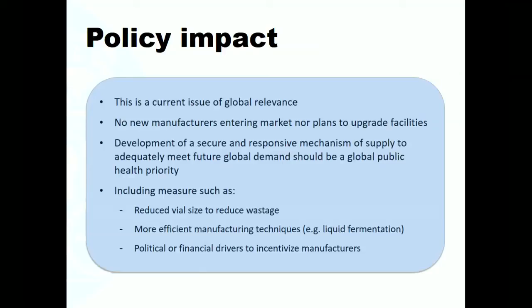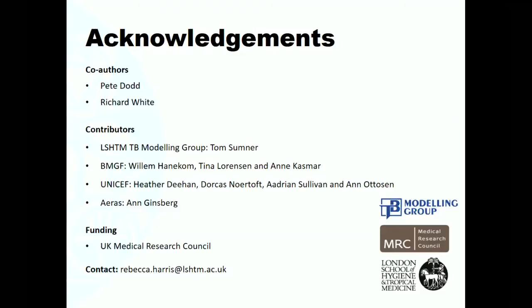So the development of a secure and responsive mechanism of supply to adequately meet global demand should be a global public health priority. This could include measures such as reducing vial size to reduce wastage, because actually wastage of BCG is around 50%, more efficient manufacturing techniques such as liquid fermentation, and also potentially political or financial drivers to help incentivize manufacturers to either enter or stay in the BCG production market.